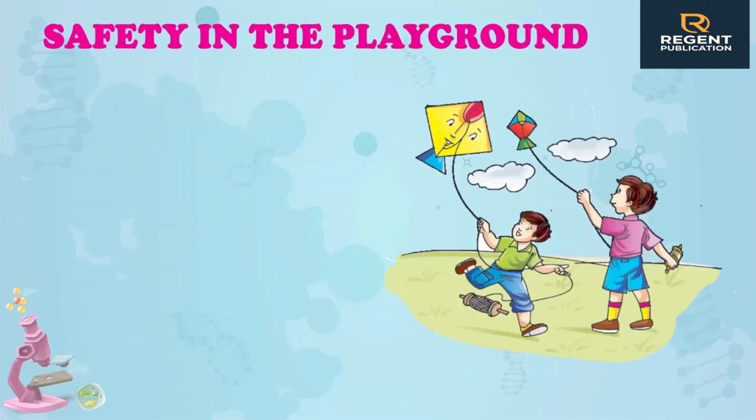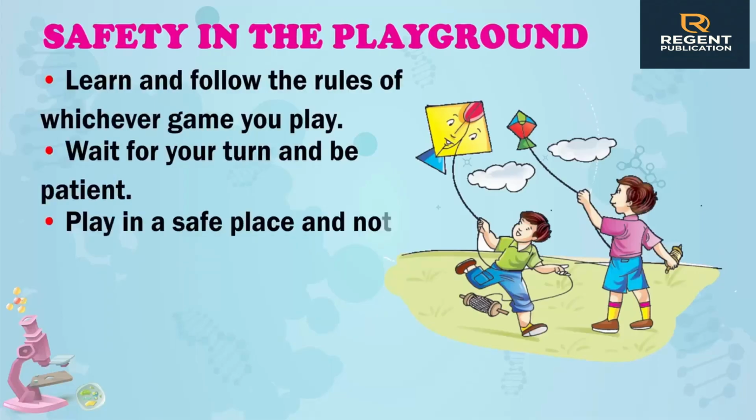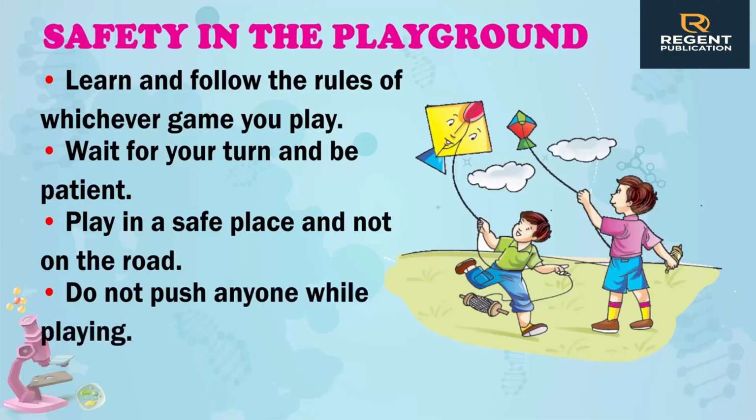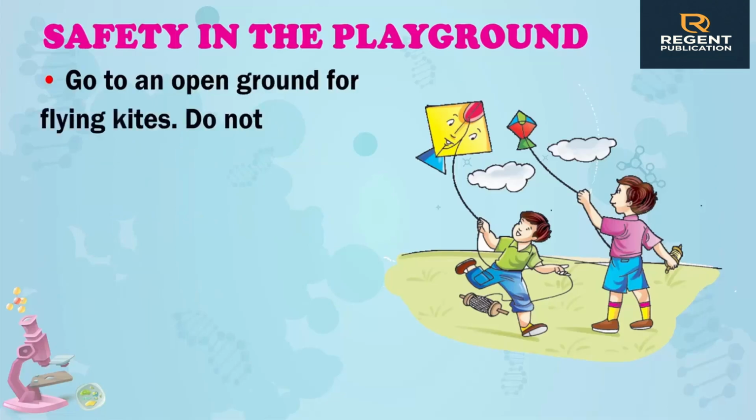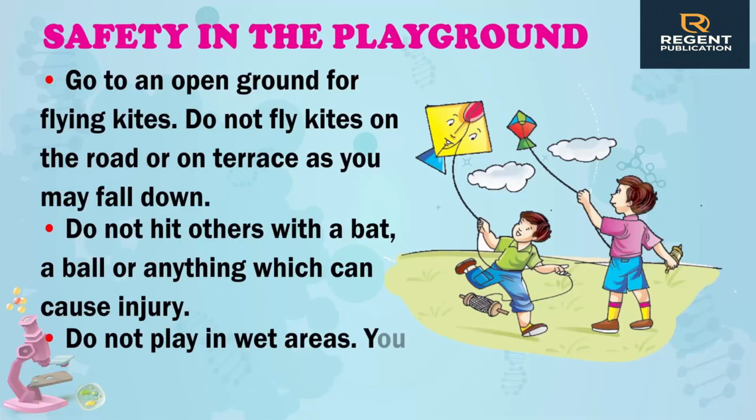Safety in the playground. Learn and follow the rules of whichever game you play. Wait for your turn and be patient. Play in a safe place and not on the road. Do not push anyone while playing. Go to an open ground for flying kites. Do not fly kites on the road or on terrace as you may fall down.